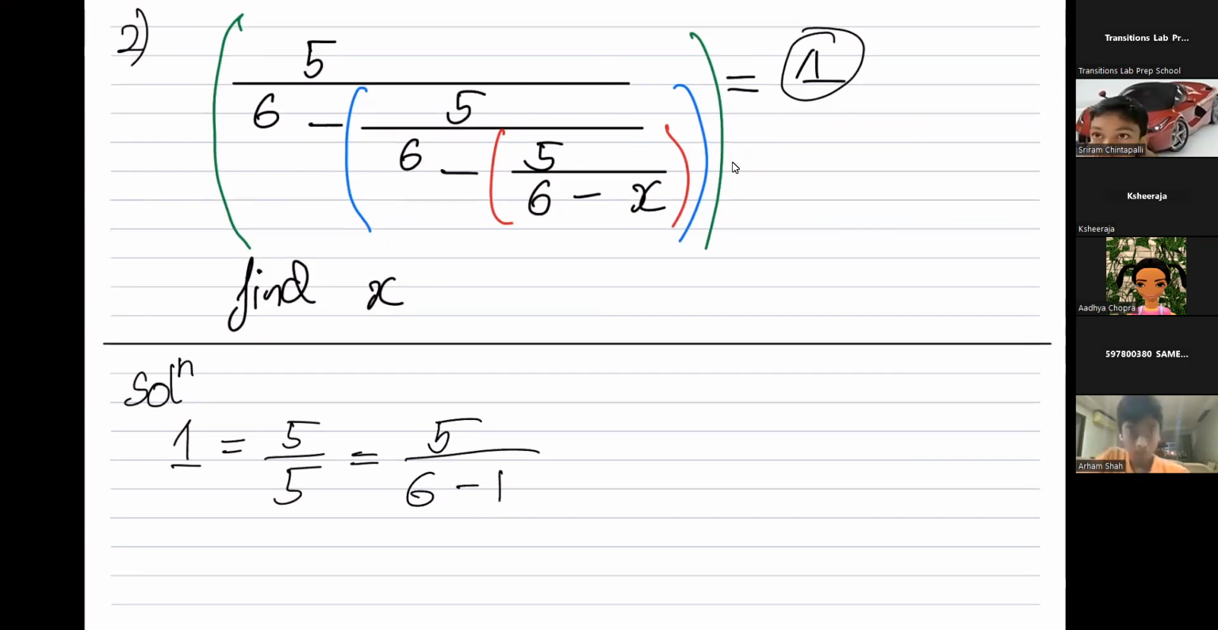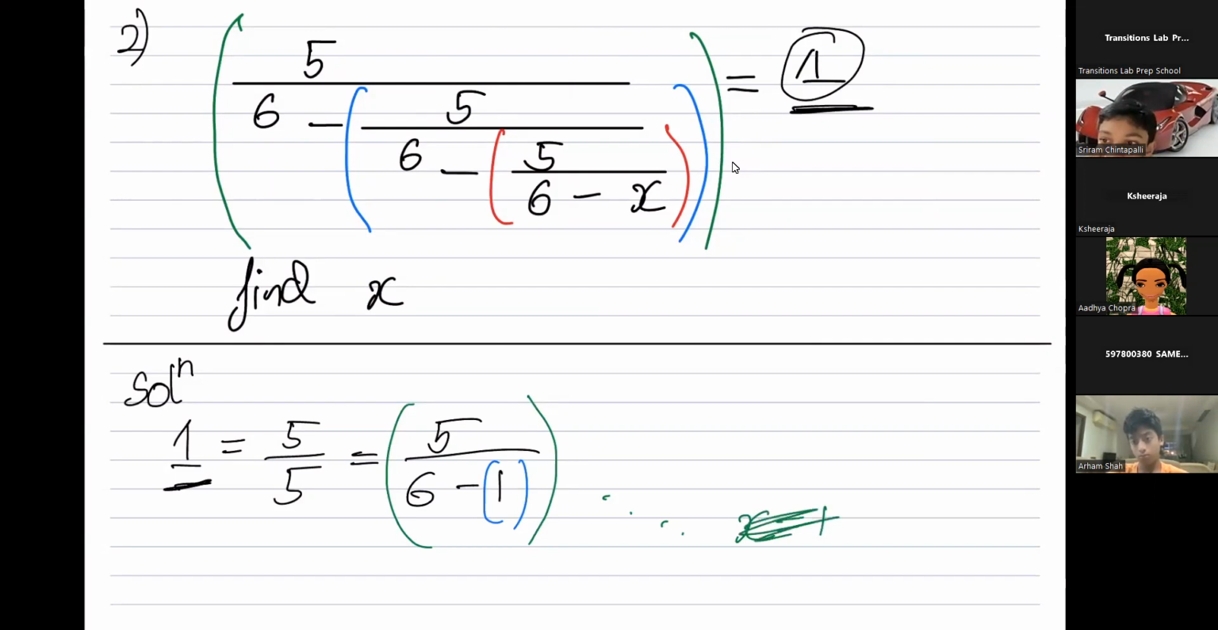Are you able to see what has happened? We have written our original one over here, and this green bracket has a blue bracket inside this. Now, our blue bracket is now 1. And then inside that, there is a red bracket. If you keep doing this, you will end up with x equal to 1 only.